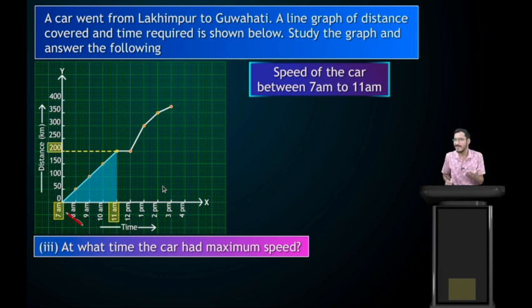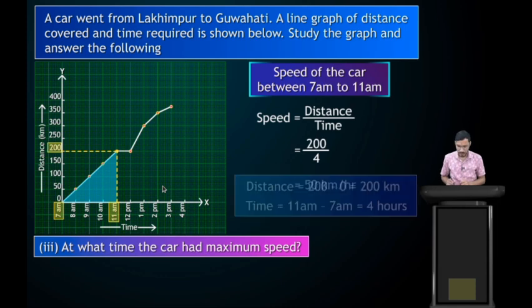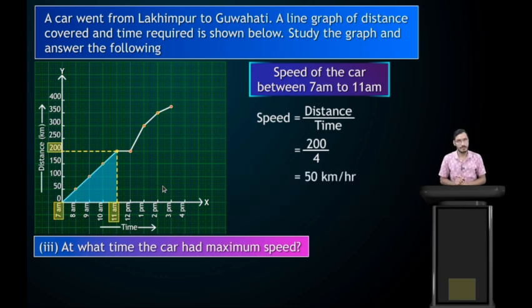Yes, correct. Speed is equal to distance upon time. Now 7 a.m. to 11 a.m. means the time is 4 hours here, and the distance you can see is 200 kilometers. So speed is equal to 200 by 4, that is 50 kilometers per hour. So 7 to 11, 50 kilometers per hour.